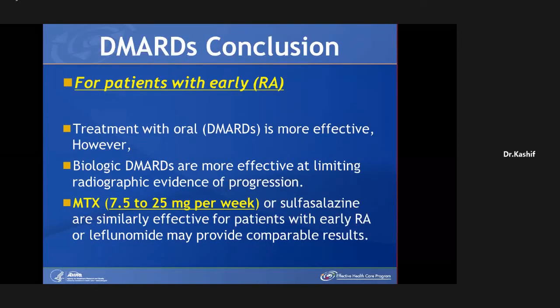In the case of a patient with early rheumatoid arthritis, what is our preferred choice? We give oral DMARDs first, if this is the early phase of rheumatoid arthritis, and biological DMARDs are more effective at limiting radiographic evidence of progression. Okay, we see the condition. If the condition is early and there is no radiographic evidence of progression, then we keep ourselves limited to the oral DMARDs. But if we see that the disease is progressing, then we combine with the biological DMARDs.